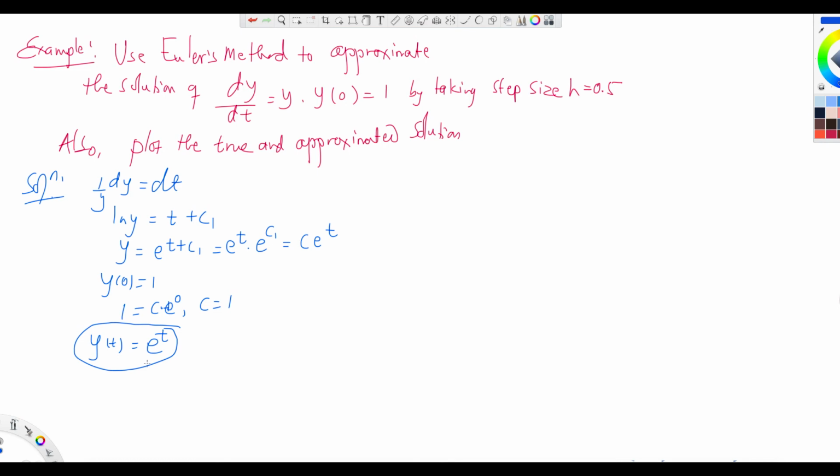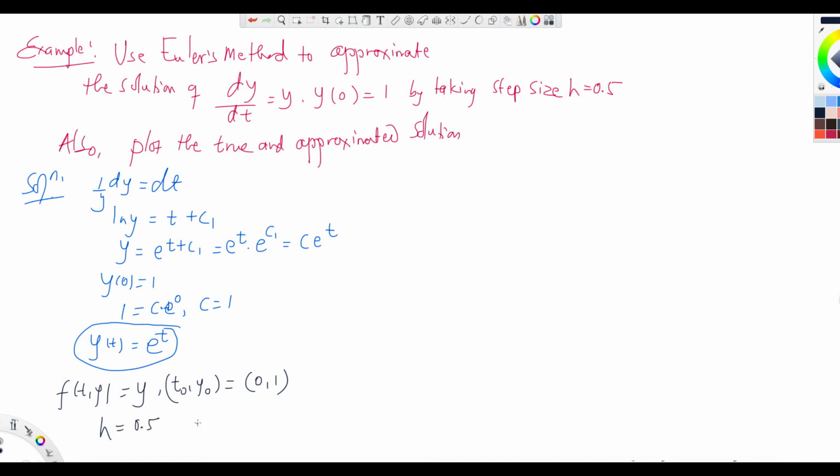Now we want to approximate the solution by using Euler's method. So to use Euler's method, let's list what is given. What is f of t, y? It is just y, right? Because dy over dt equals f of t, y. So this is y. What is t0, y0? It is given by 0, 1, right? Because y at t0 is y sub 0, so that is 0 and 1. Also h is given as 0.5.